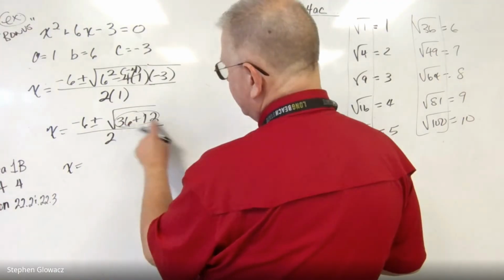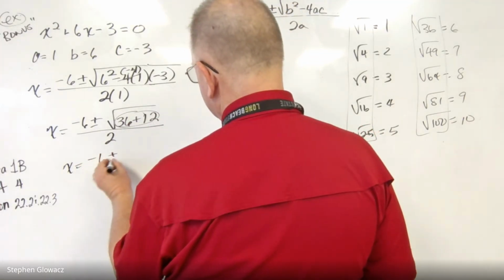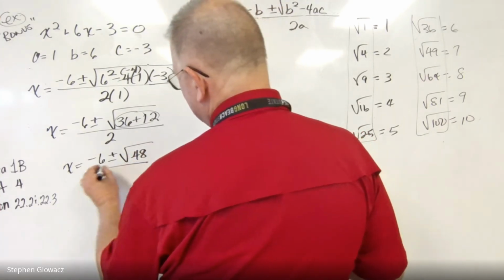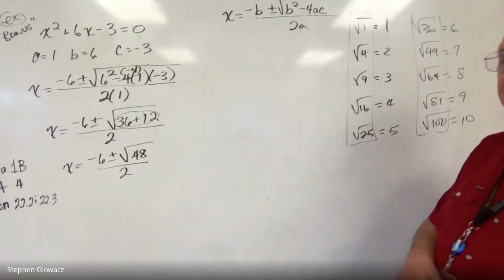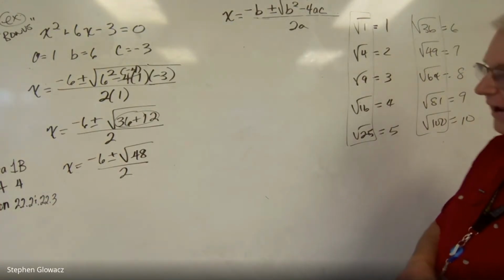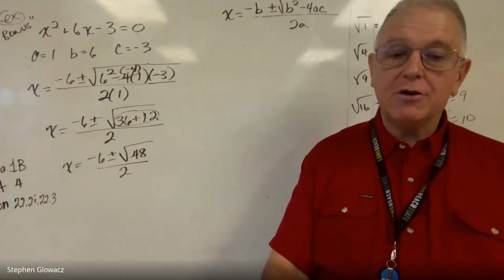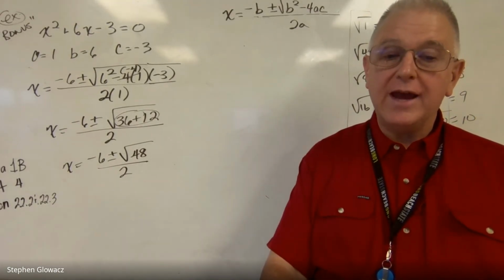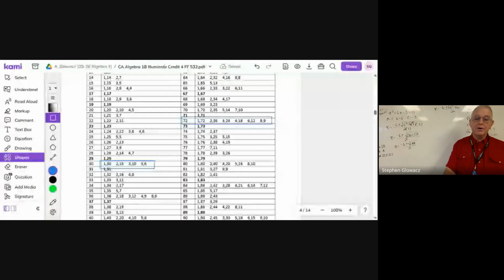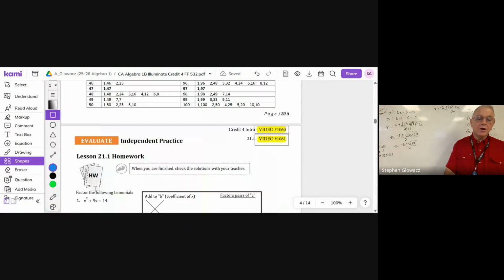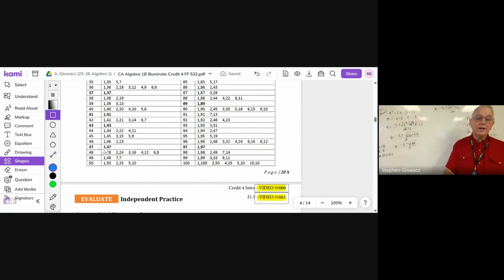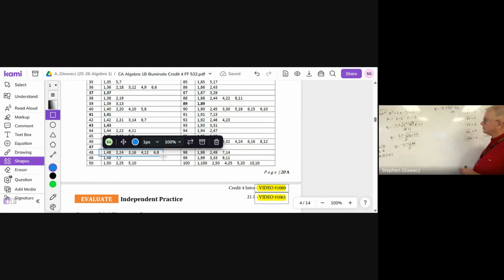Simplifying what's under the radical, 36 plus 12 is 48. So we get a different number this time. And you can see it can go pretty fast. We're already to the point where we're ready to simplify the radical. So let's go ahead and share our screen and go get the factors of 48 from our factors 1 to 100 sheet. And you can see here 48, there's 48. And that one has 5 pairs of factors. So we got 1 and 48, 2 and 24, 3 and 16, 4 and 12, and then 6 and 8, I believe is, yeah, that is it.